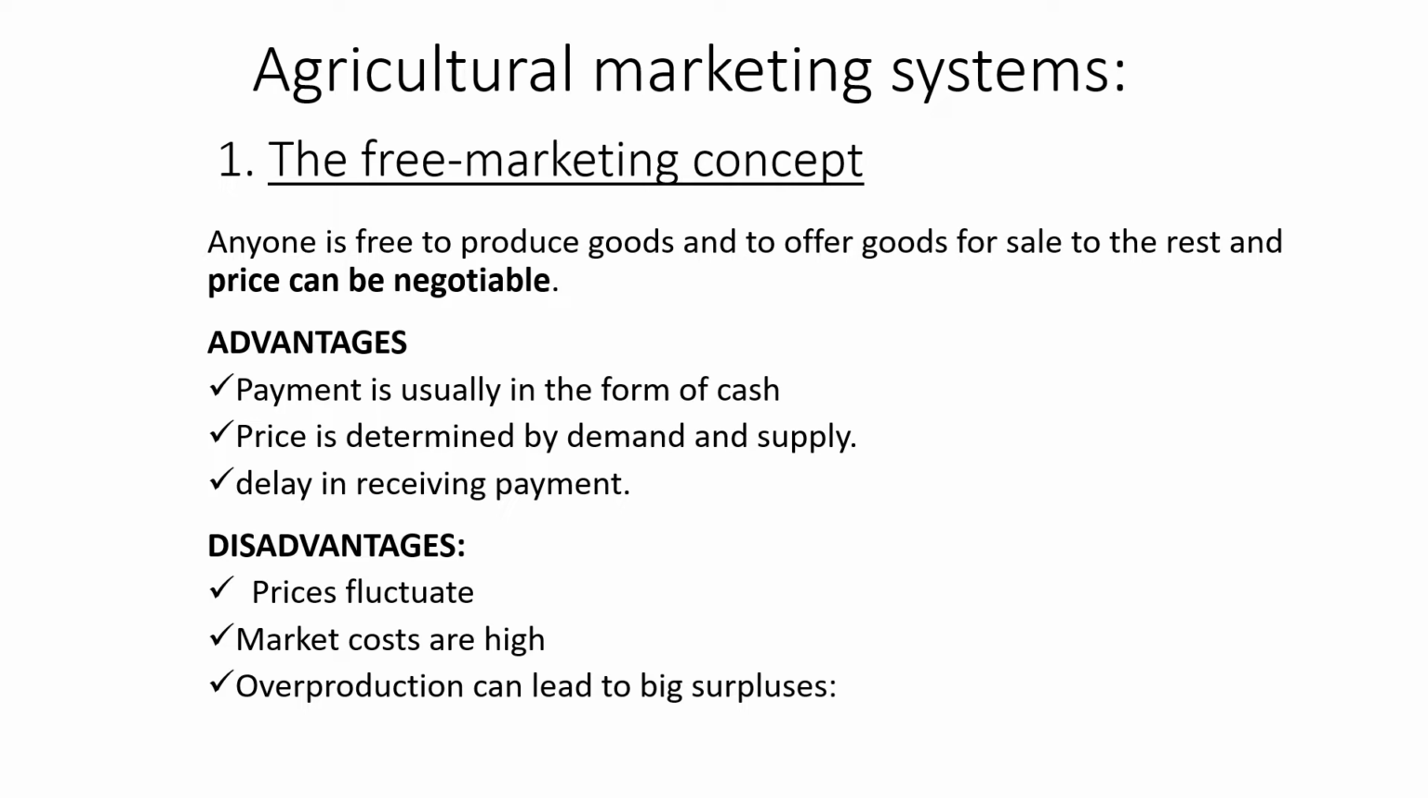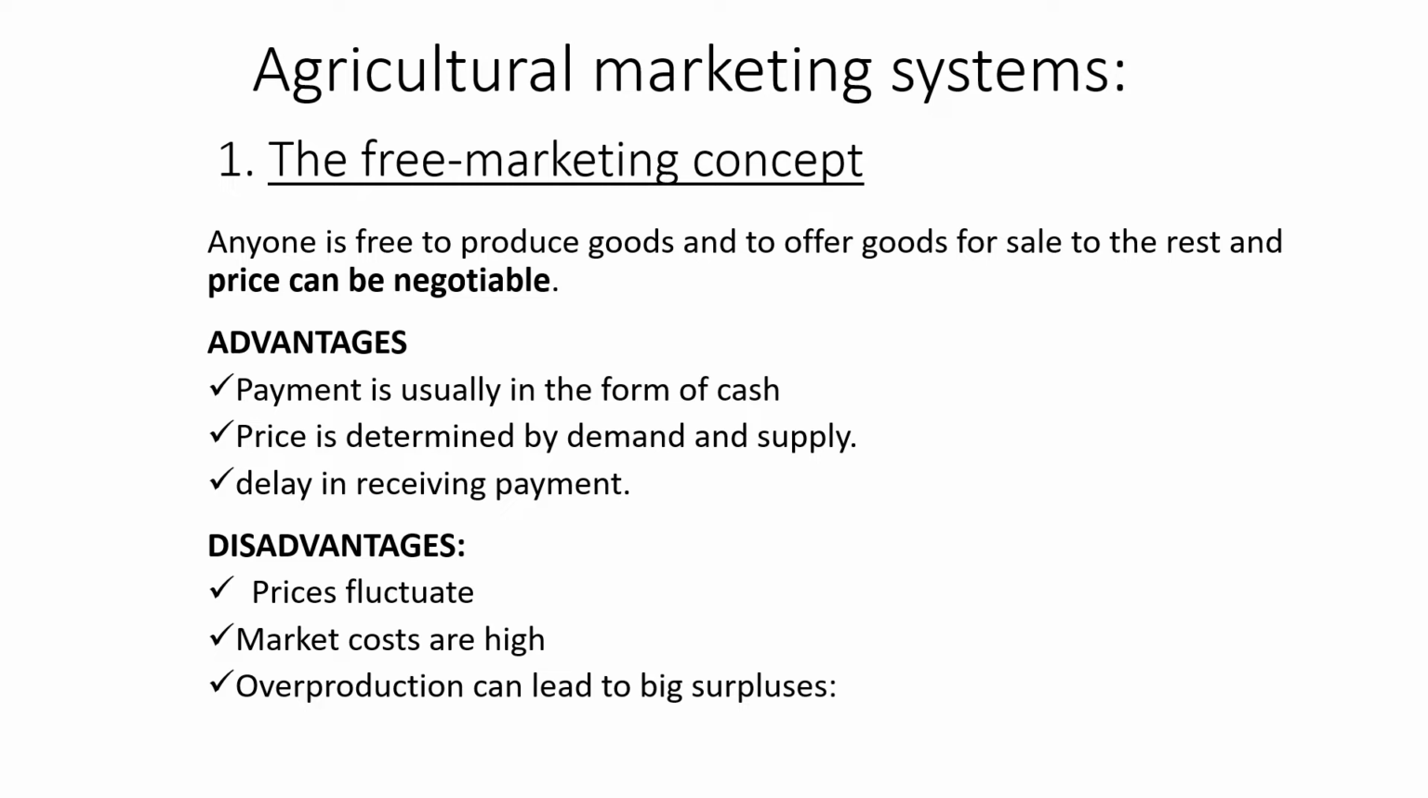So the first one is the free marketing concept or the free marketing system. And this is where, again, price can be negotiated. This is where the supplier is free to determine what he wants to sell and for what amount of money he wants to sell it, or maybe a service that he does. So, some advantages. Payment is usually in the form of cash. It can be, again, via EFT and so on, but the point being, the person who sells it can get the money. So the price is determined by supply and demand.